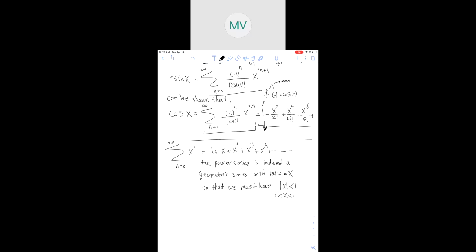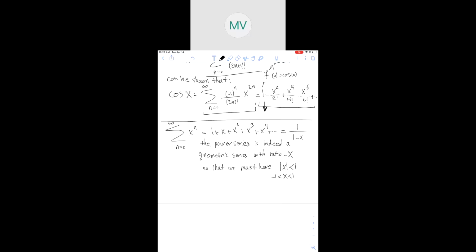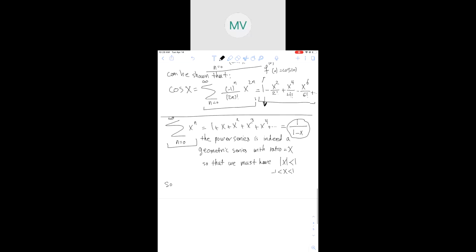And if that happens, what's the summation? The first term divided by 1 minus ratio. So there you go. In fact, we could have started with this function and asked, what's the power series or Maclaurin series for that function? It's exactly this guy. So that's the fourth example that we're going to use as generating Maclaurin series.